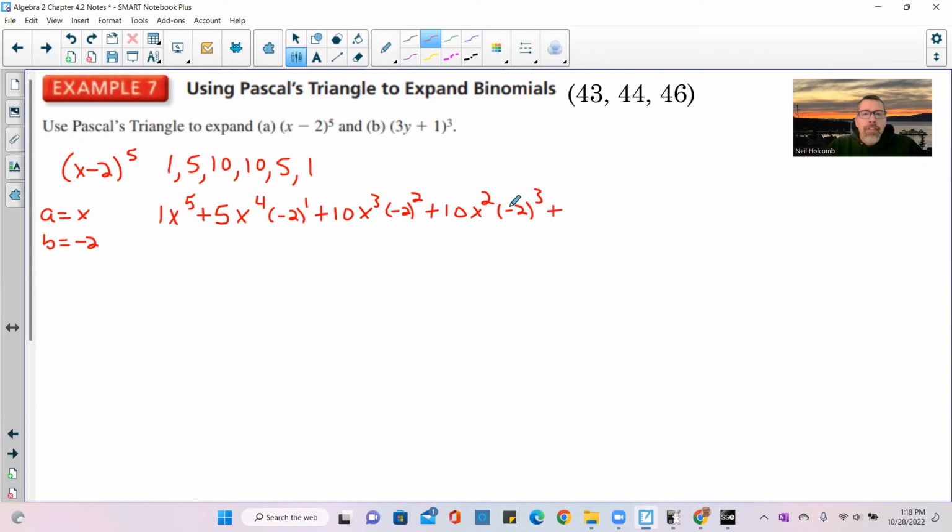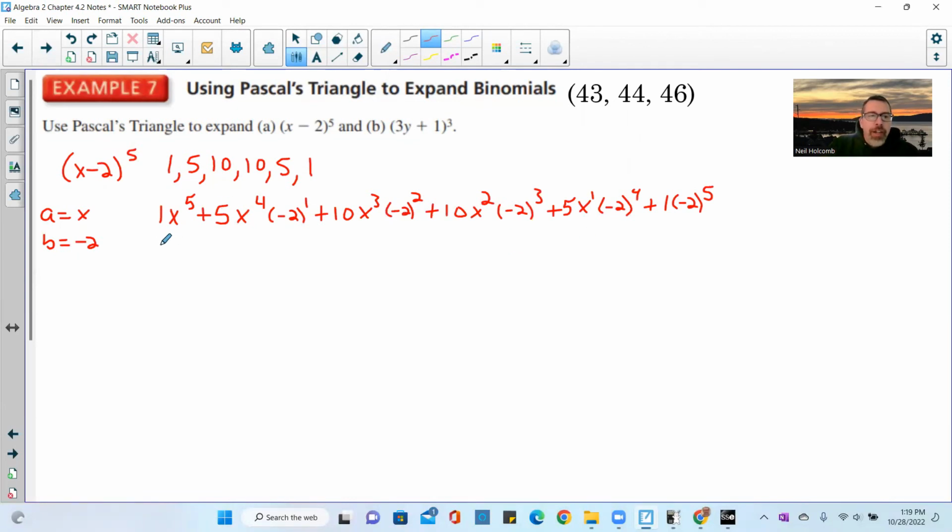Plus, and then 5 is my leading coefficient. X now decreases by 1, and my negative 2 increases by 1. So it's 1 and 4, still adding up to 5, plus 1, and it's x to the 0, b to the 5th. Okay, so that is the Pascal's triangle setup.